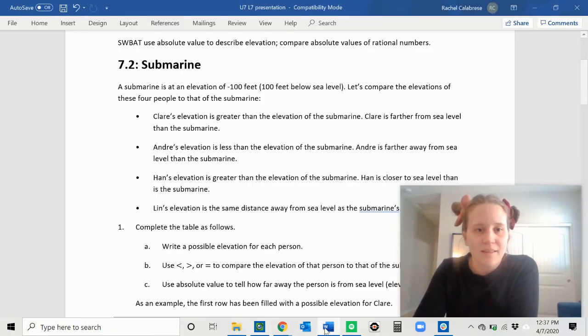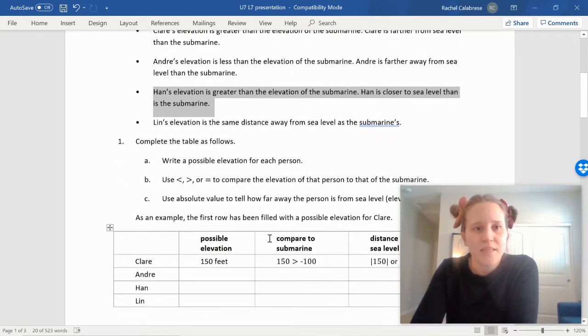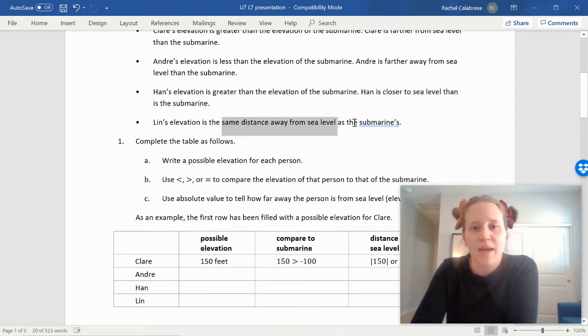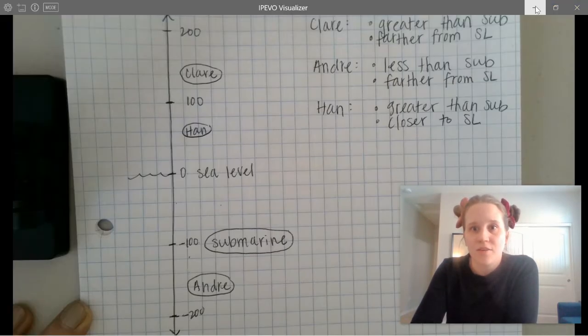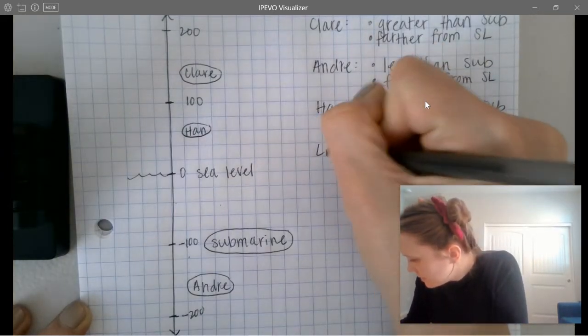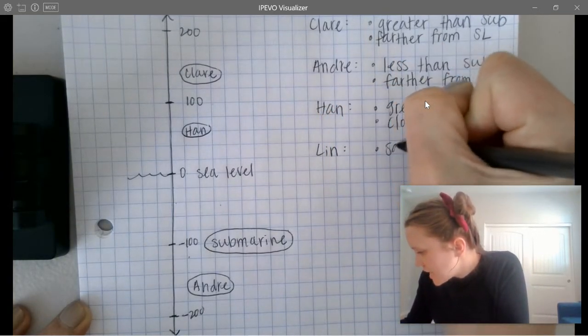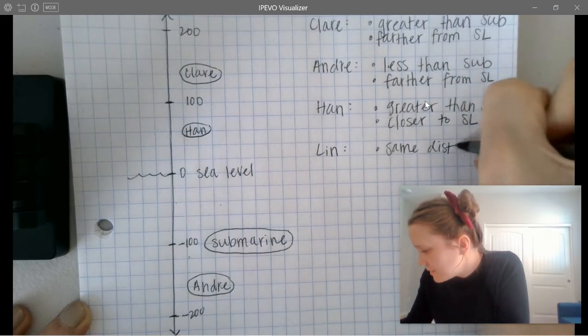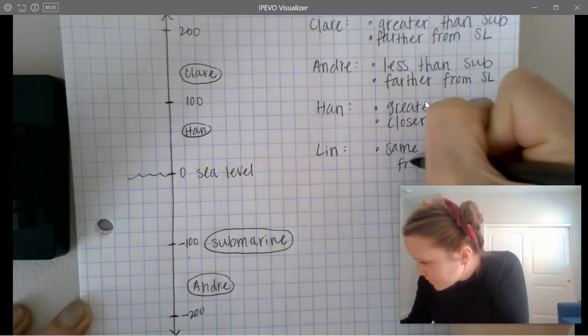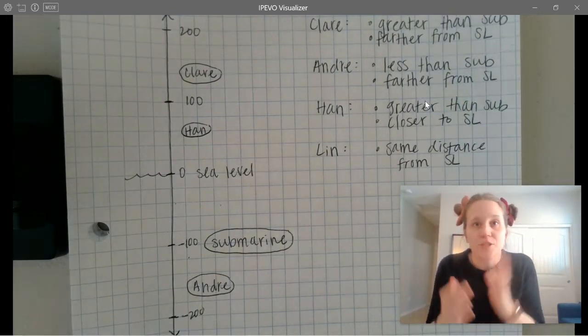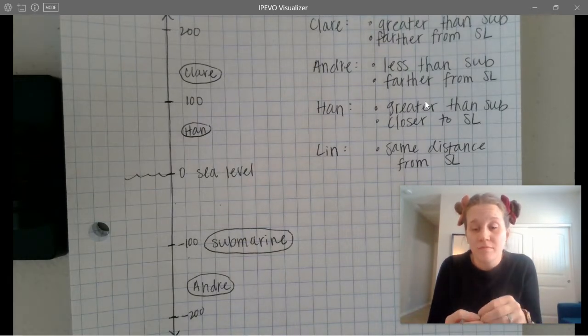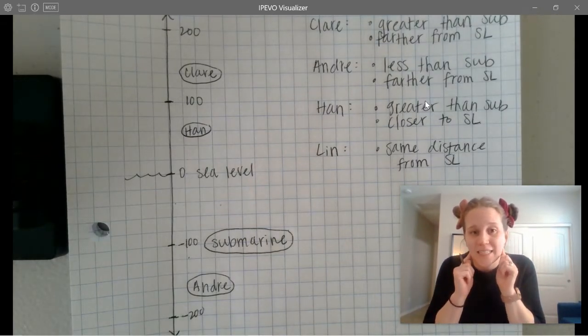Okay. All right, team, last one. Here's Lynn. Lynn's elevation is the same distance away from sea level as the submarine's. Huh. Okay. So let's update our notes. Lynn is the same distance from sea level. So same distance from 0. That means that Lynn's elevation has the same absolute value as the submarine.